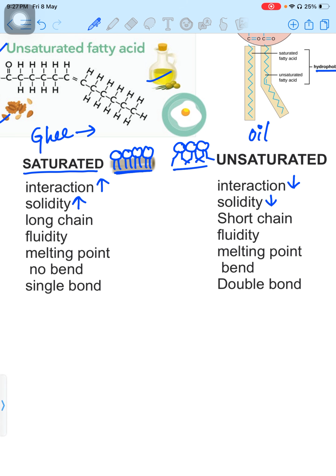We have known the tail is made up of chains. We call it a chain. So this is long in the chain, and here it is shorter in the chain. And fluidity is high in the unsaturated, and fluidity is low in the saturated form. And the melting point is high because they are completely interacting with each other. We need to provide lots of energy to melt it, but a low melting point is present in the other, and a bend is present here and no bend is present in this.